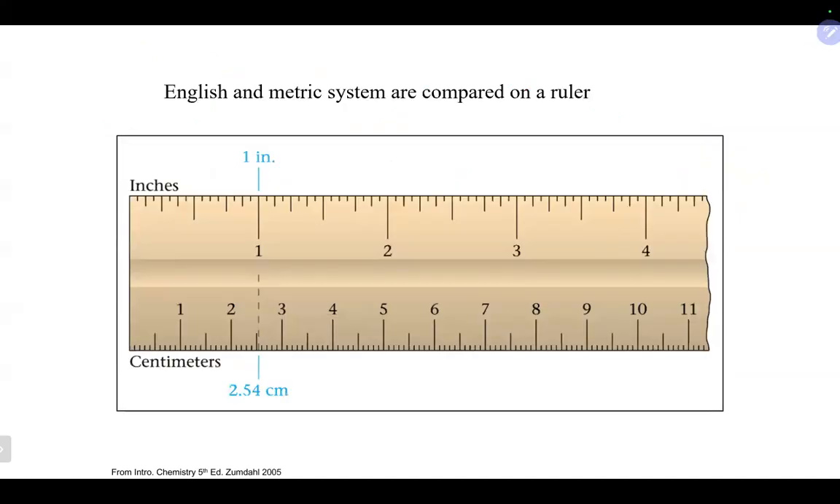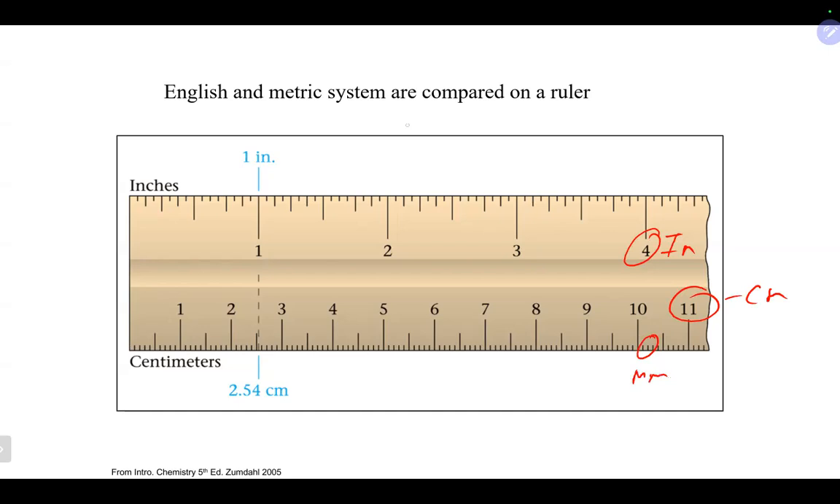Okay. So here's a ruler that shows the difference between the English and metric system. Up on top is inches. Big numbers on the bottom are centimeters. Little numbers on the bottom are millimeters. Yeah, so the little ticks are millimeters. There are 10 millimeters in 1 centimeter. In 1 inch, there's 2.54 centimeters. So it's good to know how to use a ruler, I suppose. So big numbers up here, inches. Numbers up here are centimeters. Little numbers, millimeters, as you read through them.